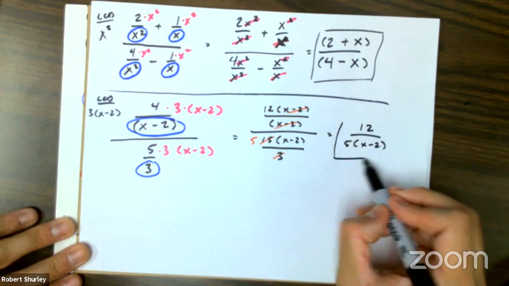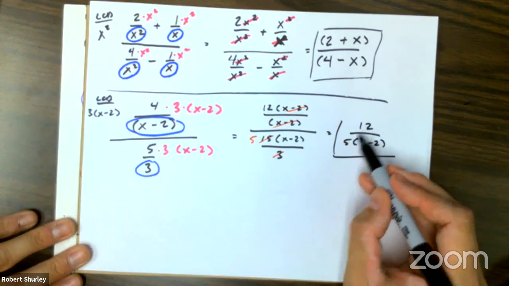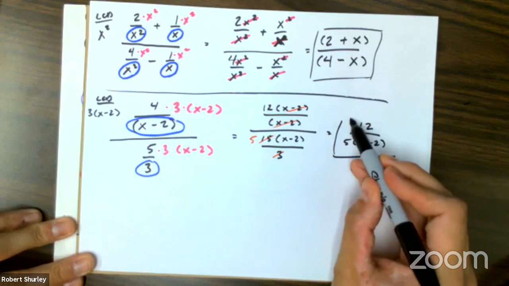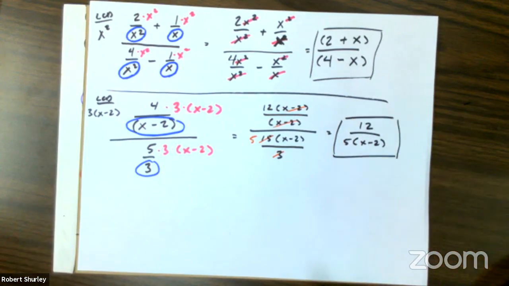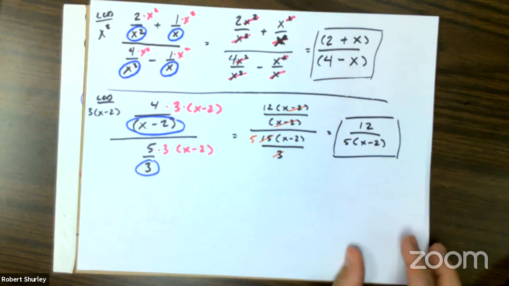I'm going to leave it like that. The 12 and 5 don't cancel, right? There's no common factors. So I'm going to leave it just like this in that factored form. Okay? Any questions about this before I keep going? Okay.